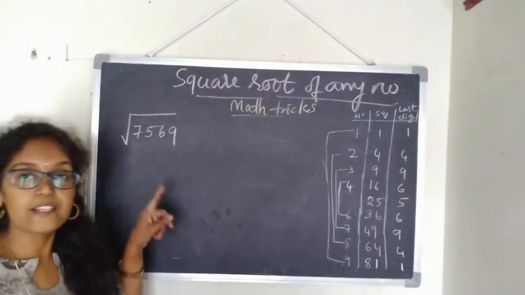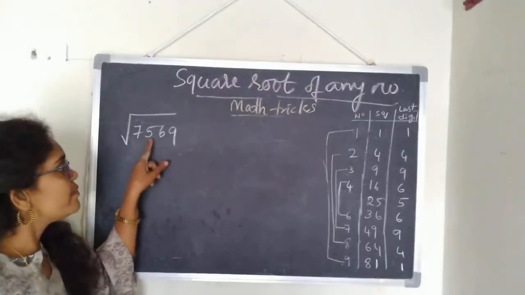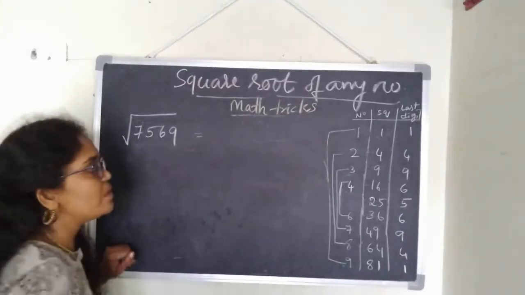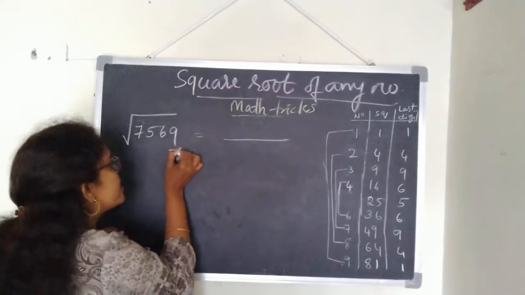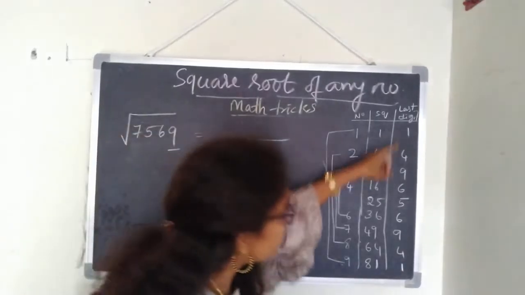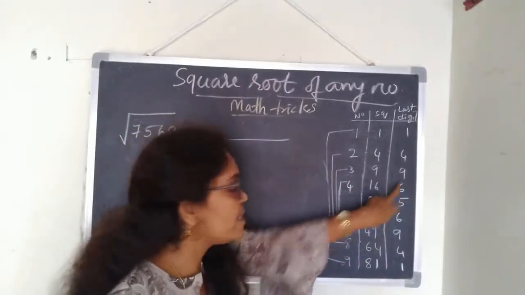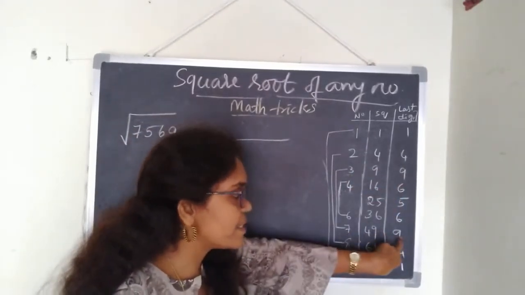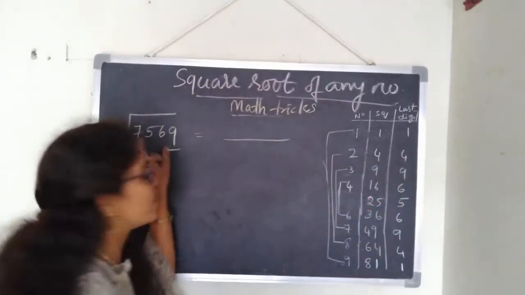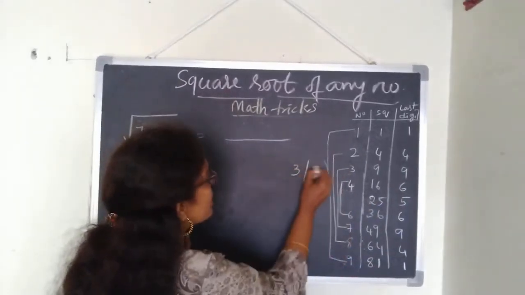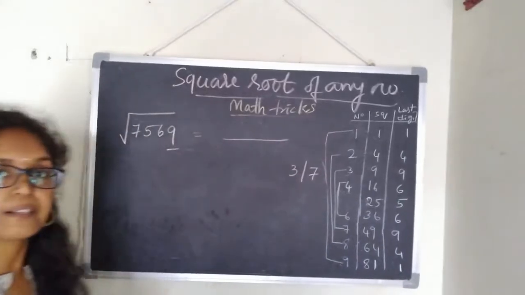Yes, here is another question, a 4-digit number, 7569. Square root of 7569. The last digit is 9. The last digit 9 falls for 3 and also 7. 3 square is 9, 7 square is 49. The last digit is 9. So the last digit of the square root value must be either 3 or 7.